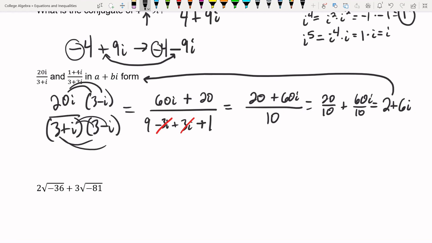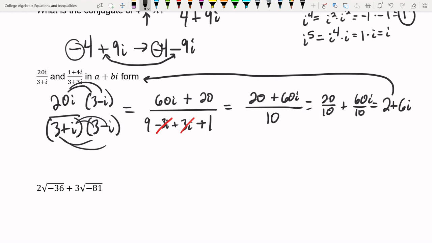That's the whole reason why we do this, to simplify it down to a plus bi form, which is much easier to work with than the division of a complex number. It's kind of a weird thing to think about, a division of a complex number, because the imaginary number i doesn't quite have a good, understandable definition of what it means. So that's why we don't want to deal with division of a complex number.